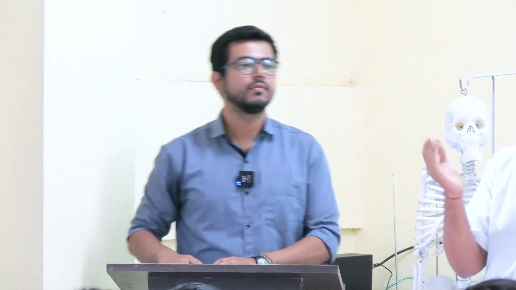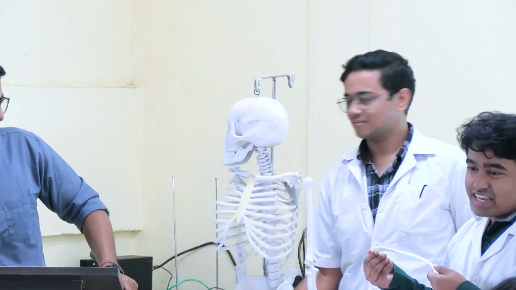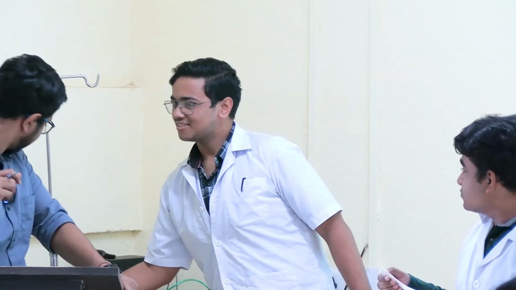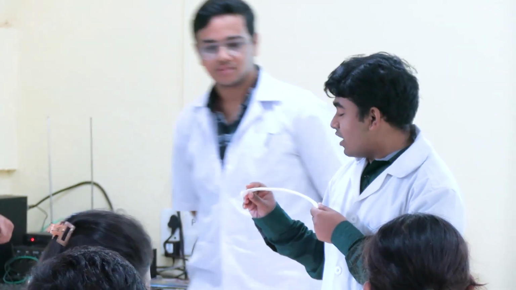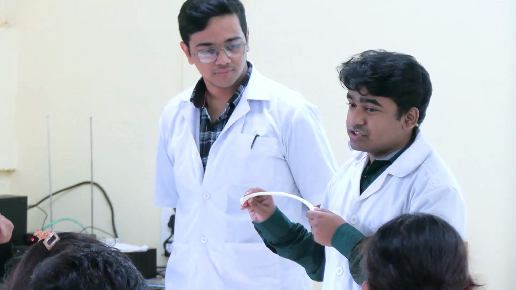So this is a typical rib. About its features, these are the borders and surfaces: the anterior surface and the posterior surface. This is the head of the rib, and this is called the tubercle of the rib. The head of the rib joins the vertebrae, and the tubercle of the rib joins the transverse process of the vertebrae.